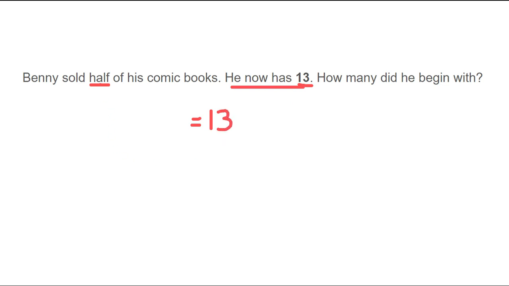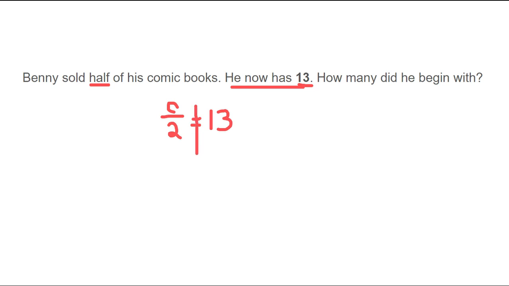So then over here, we find out that he sold half of his comic books. So I need to write something that represents half of comic books. I'm going to use the letter C. And I know, wow, that's a terrible C. I remember from verbal expressions that the word half means division. Specifically, it means dividing by 2. So his comic books divided by 2 equals 13.